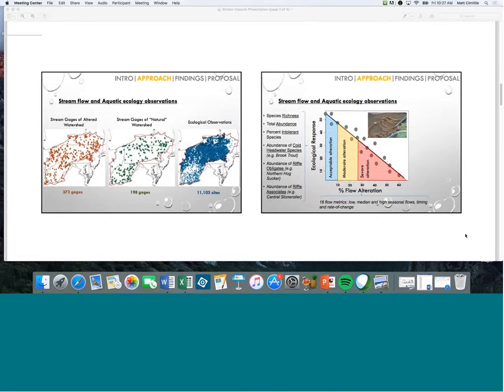The middle one is showing you what we're kind of calling our pristine or natural gauges. So there's about almost 200 of those. And then we had to wade through over 10,000 sites where there were ecological observations that we could relate our flow alterations to, to see what the flow alterations were doing to the ecology. So it was a very data-intensive process.